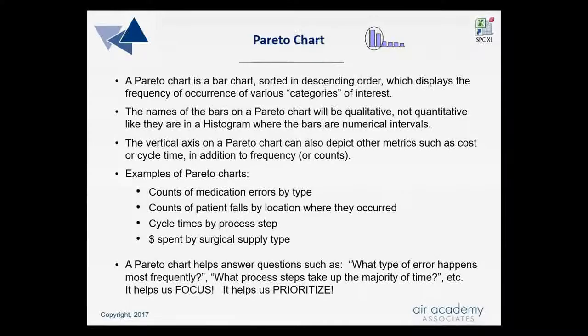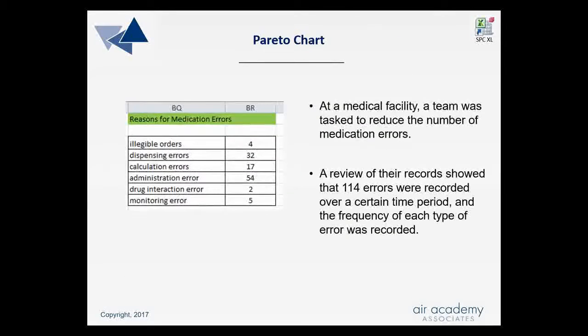A Pareto chart helps us answer questions such as, what type of error happens most frequently? What process steps take up the majority of time? What a Pareto chart does is help us focus. It helps us prioritize. And that alliterative effect, prioritize and Pareto, go hand in glove together. So just remember the PP connection. We use a Pareto chart to help us prioritize.